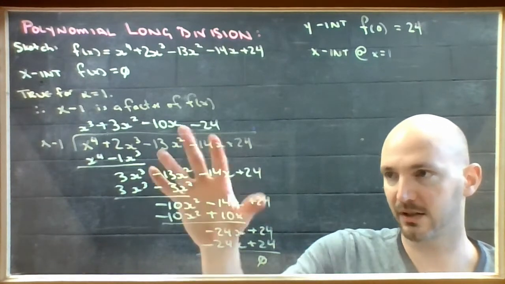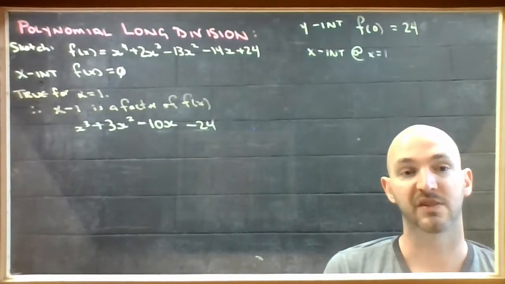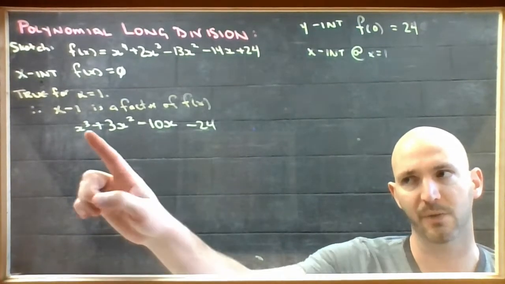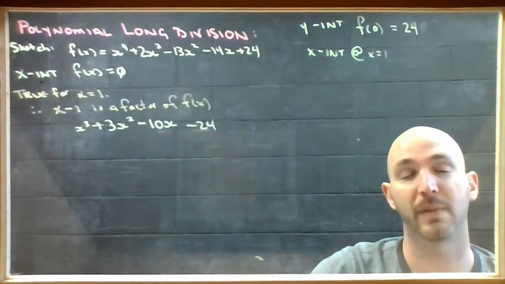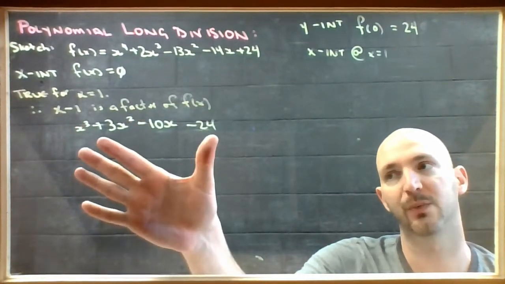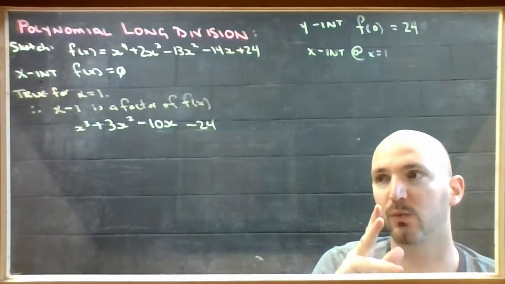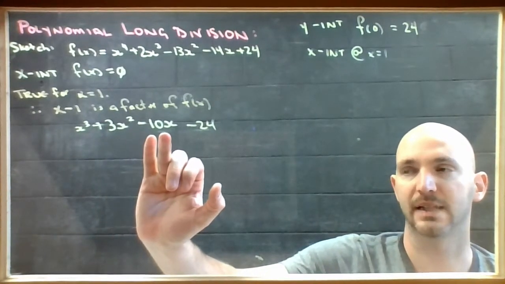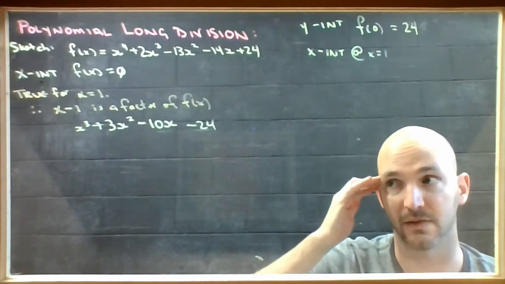So I'm just going to erase all of this. So I have to go hunting for another x-intercept, but because I've already pulled this factor out, I don't need to go hunting in the full power 4 function. I only need to root around in what's left. So if I tried 1 again, 1 plus 3 would be 4. 4 minus 10 is minus 6. Minus 6 minus 24 is minus 30. That's not going to work.